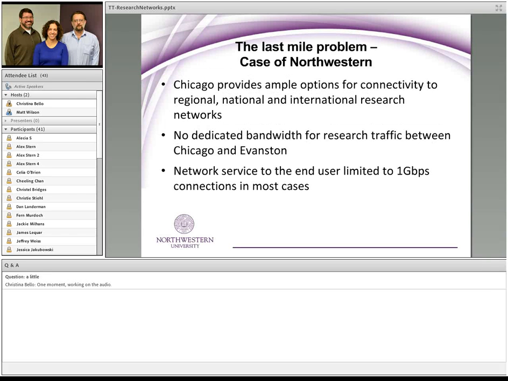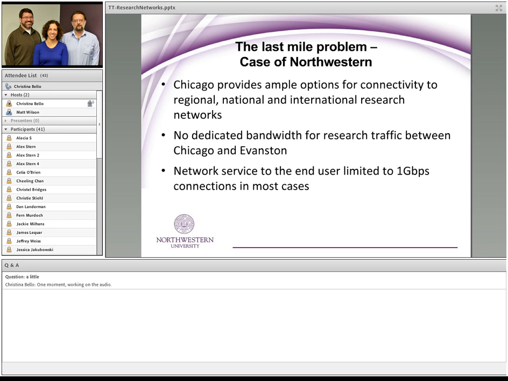Specifically at Northwestern, the problem for us is less about trying to build large, long-haul optical networks to get from somewhere in Nebraska to some interconnection point to get on the superhighway. Instead, the problem for us at Northwestern is generally a last-mile problem. We do not have any dedicated bandwidth for research traffic between the Chicago and Evanston campuses. All of the great regional, national, and international network connectivity is down in Chicago. Most of the strong research facilities are on the Evanston campus at Northwestern.